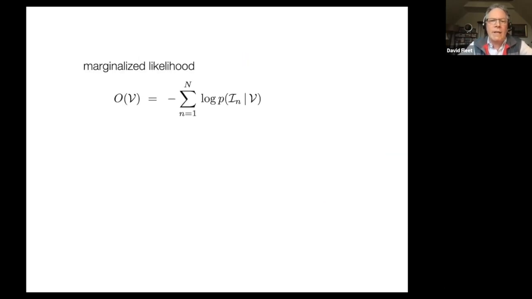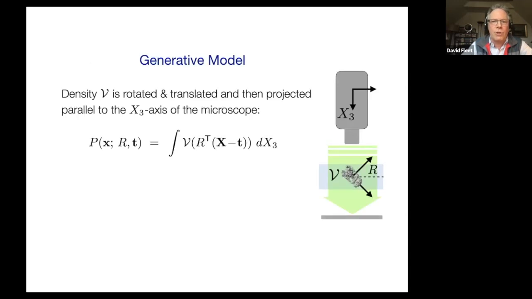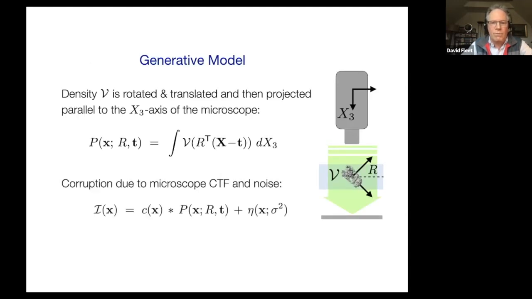One way is essentially what we call a marginalized likelihood. So what we're going to effectively do is define an objective function, which is solely a function of the unknown three-dimensional density. And we're going to try and optimize that density so that it's as consistent as possible under a likelihood model. And our likelihood model comes from this generative model.